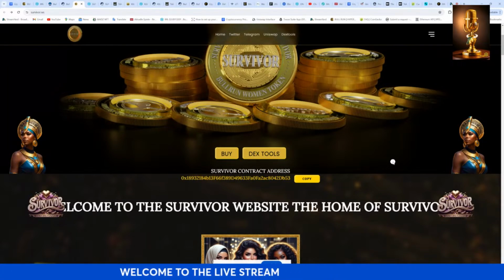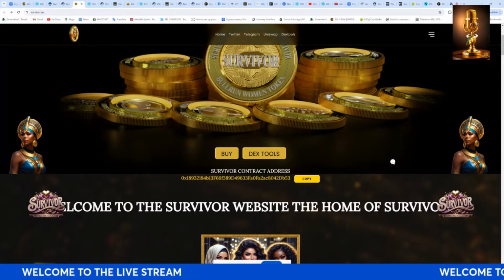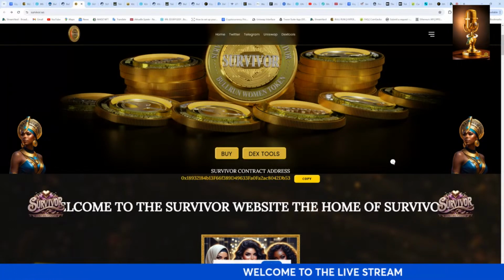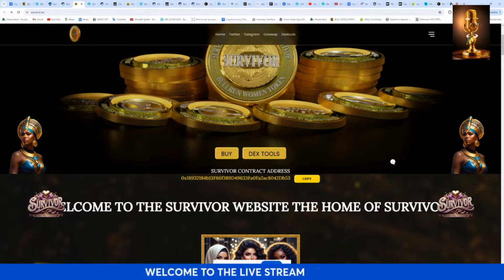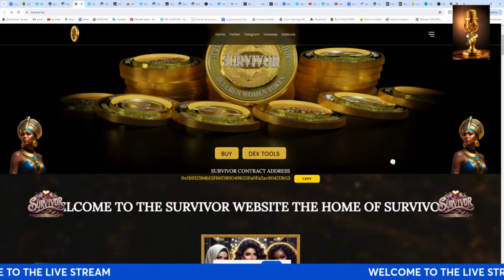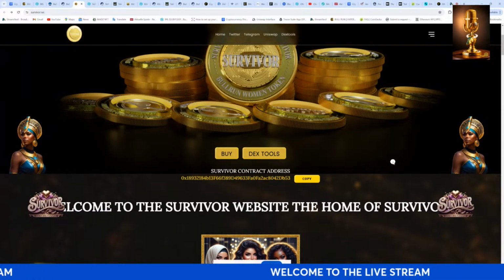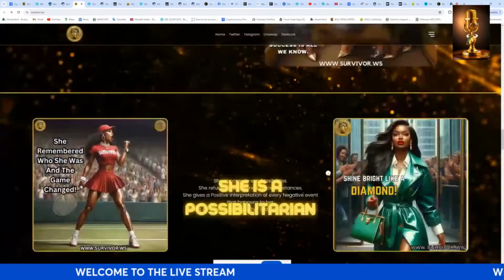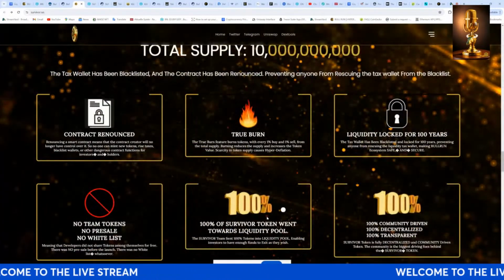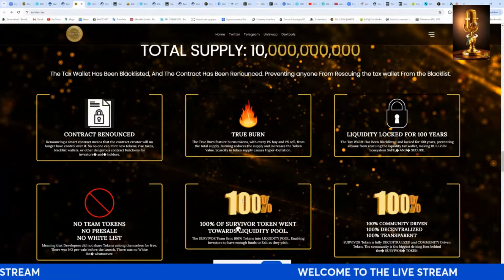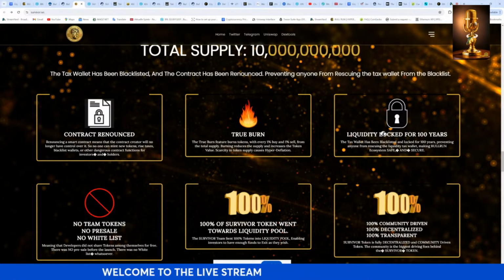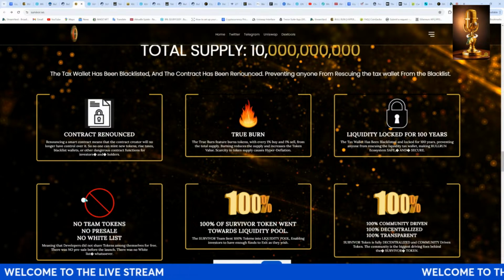And it's also its narrative, it's unique. There is no other token dedicated to the women on the Ethereum blockchain. It has a unique narrative, and it has a very original mission and purpose. Its tokenomics are just as solid, like we looked at earlier. It also has 100% of the tokens in the liquidity pool. It has a 1% burn rate. Liquidity is also locked for 100 years, and the contract has been renounced as well.